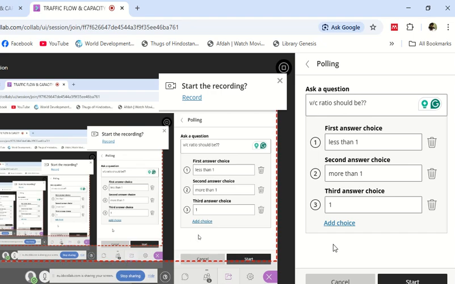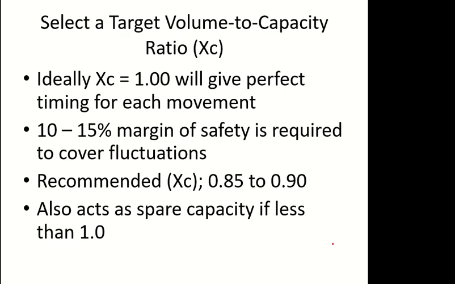V by C means demand upon capacity, right? You want the capacity to be more than the demand. So V by C ratio should be less than 1. 1 means they will be equal. Equal is risky. If V by C ratio is 1 or very close to 1, it is very risky, because you will design now and the signal will work in real time in future. So in real time, you may not have exactly the same demand which you estimated. You are forecasting, you are estimating. So the actual can be different than your estimate.